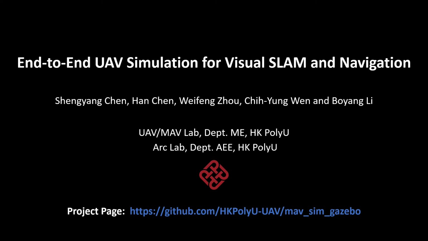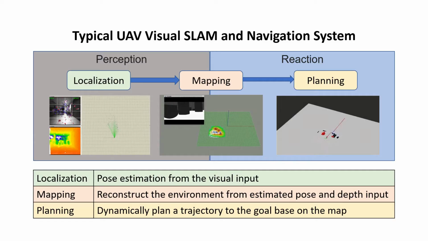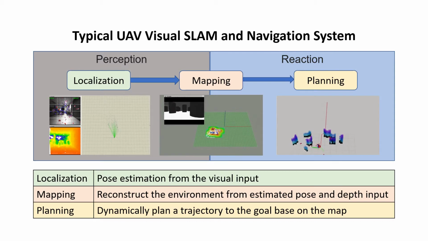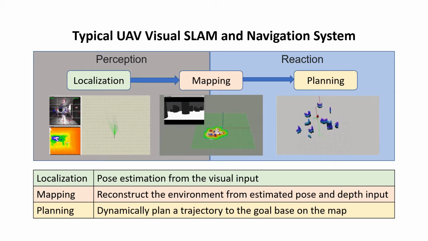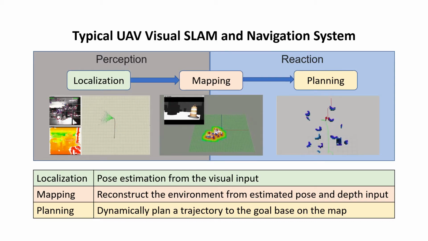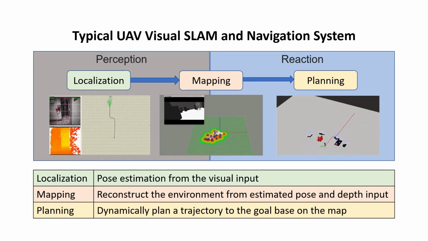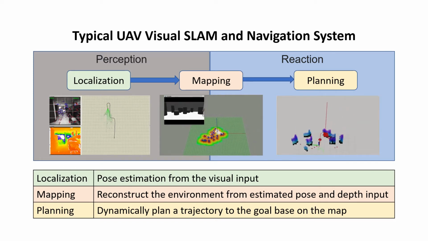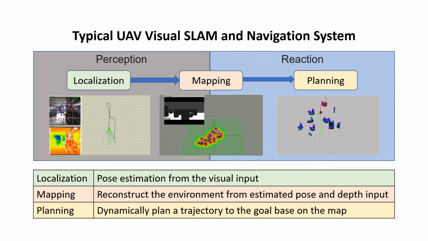Welcome to the presentation about end-to-end UAV simulation for visual SLAM and navigation. To begin with, let us look at a typical visual navigation system. The system perceives the environment and reacts to it accordingly, so that the UAV can safely move from one place to another, even in an unknown environment.